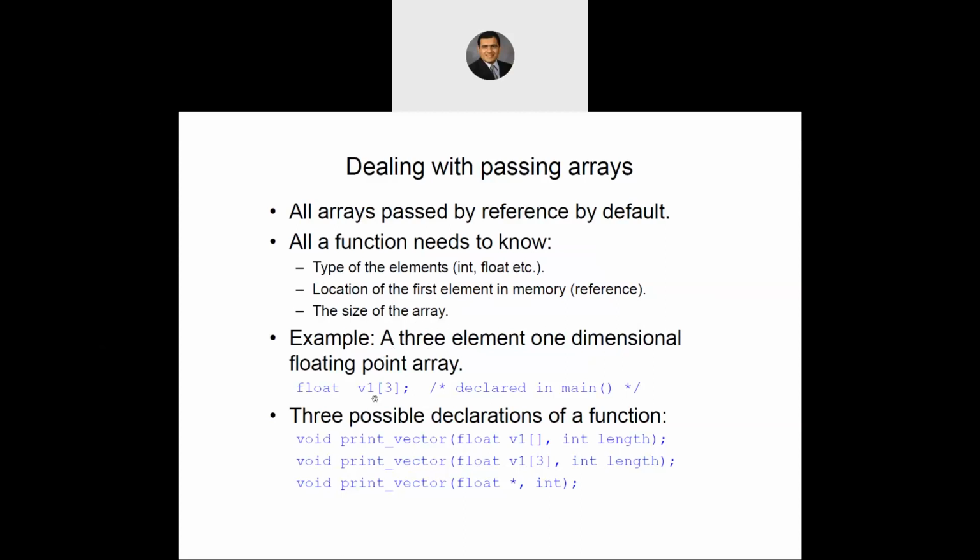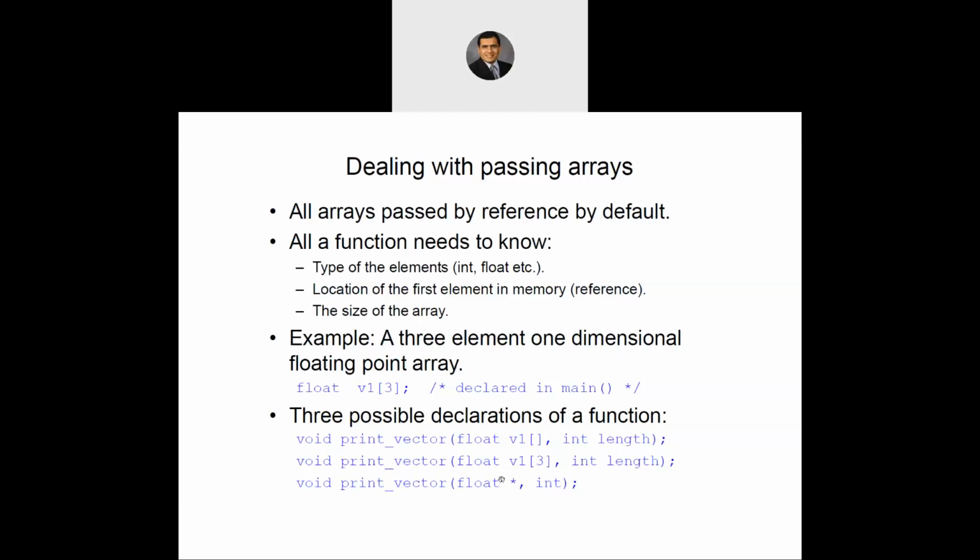For example, if you're creating a one-dimensional array, you declare it like this. Now, if you want to put an array inside your function, then your function declaration can be like this. The first one, you just leave the square bracket empty, or it can be like the second one where you mention the dimension or the size, or the third one where you just use the indirection operator. Either like this, or like this, or like this.